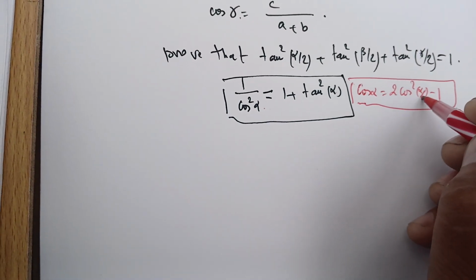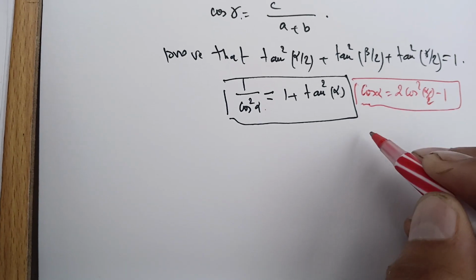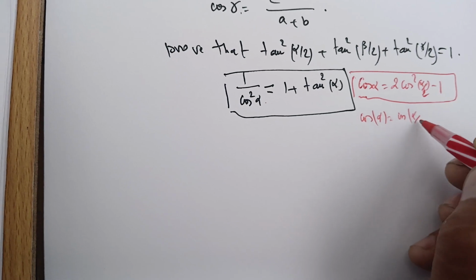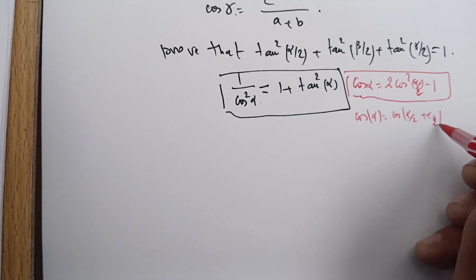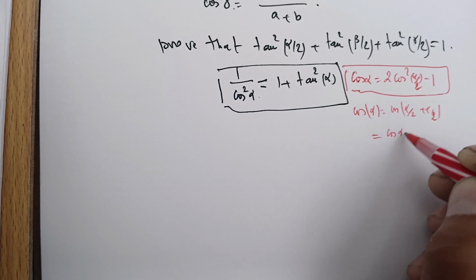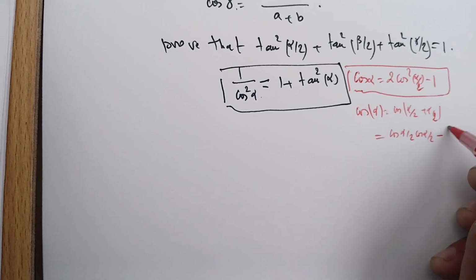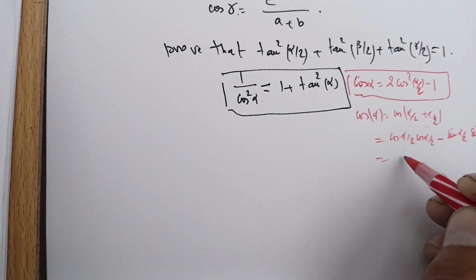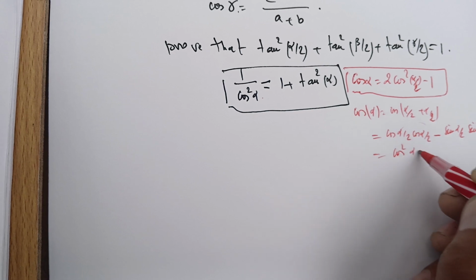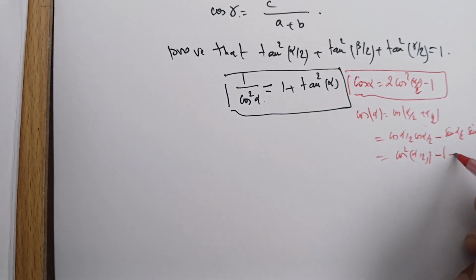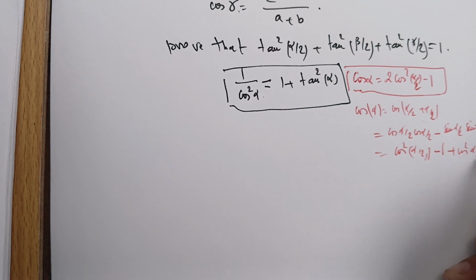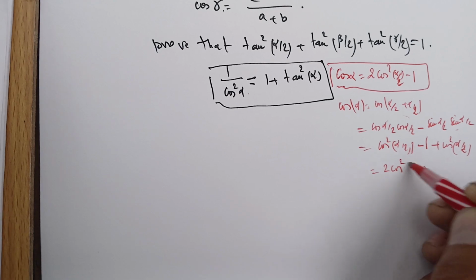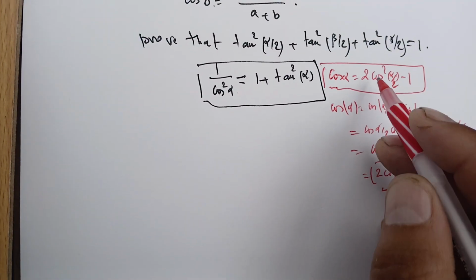Alpha over 2 here, sorry. Because you remember that we have cosine of alpha is cosine of alpha over 2 plus alpha over 2. And we apply our rule: cosine alpha over 2 times cosine alpha over 2 minus sine alpha over 2 times sine alpha over 2, and this is cosine squared of alpha over 2 minus 1 plus cosine squared alpha over 2, because this is sine squared, and we get 2 cosine squared of alpha over 2 minus 1. So we prove this result here.